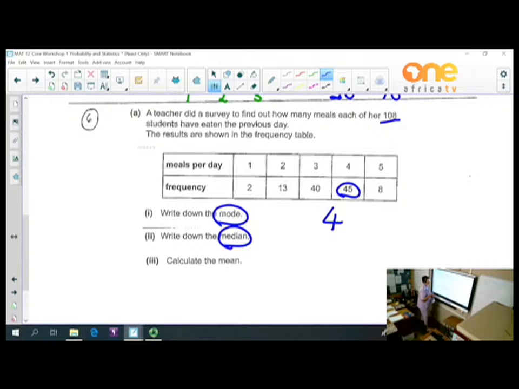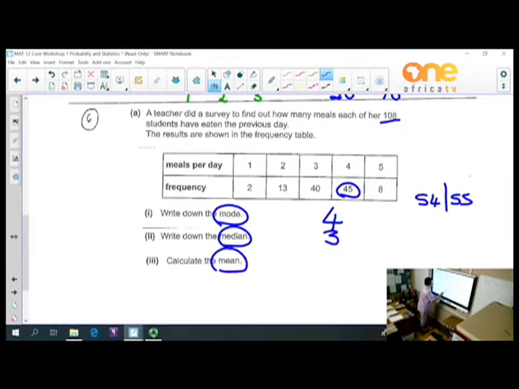If there's 108 students, it means position number 54 is in the middle there. So between 54 and 55. So we have to find it. The table is arranged. So this is 15 plus 40, which is 55. And we said it should be in that group. So we will read it off here as 3.